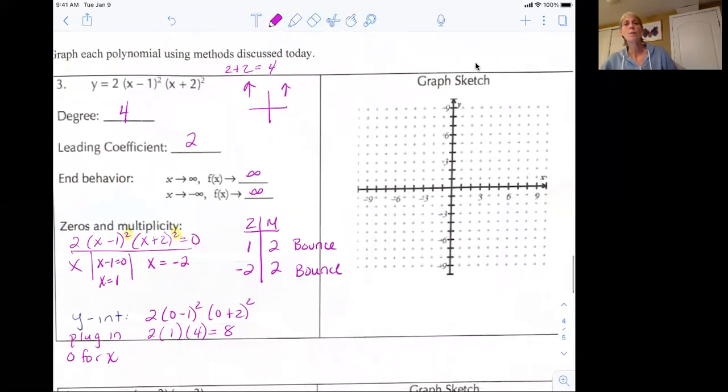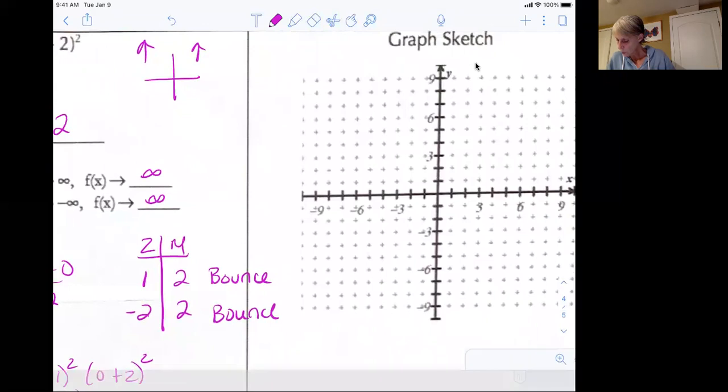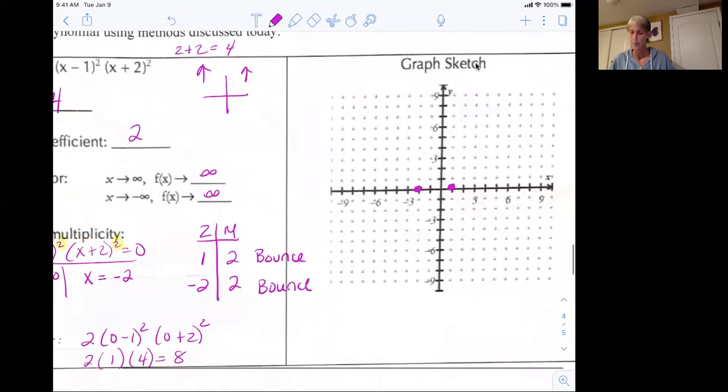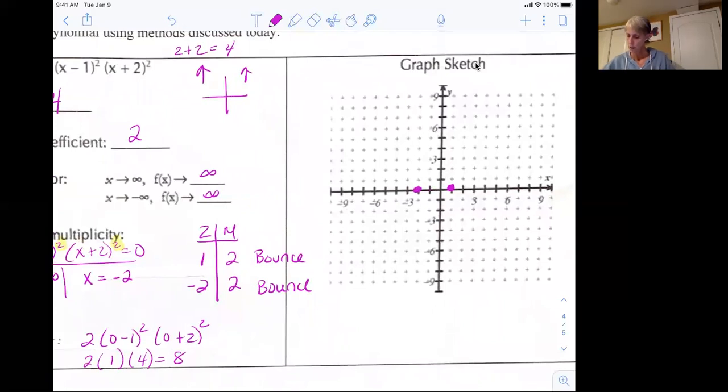So instead of plugging it into y equals and getting a table of values, we're going to graph it using this information. So basically, what do I want to put on first? I'm going to put on my zeros. So I have a 0 at 1, and a 0 at -2. Now at these zeros, my graph is going to go up and up. And then my graph is also going to pass through 0, 8.